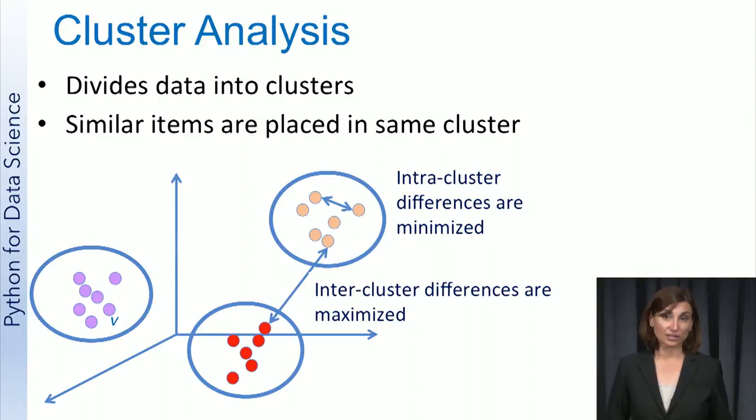The goal of cluster analysis is to segment data so that the differences between samples in the same cluster are minimized, as shown by the blue arrow for our yellow dots, and the differences between samples of different clusters are maximized, as shown by the blue arrow between the red and yellow dots. Visually, you can think of this as getting samples in each cluster to be as close as possible, and the samples from different clusters to be as far apart as possible.